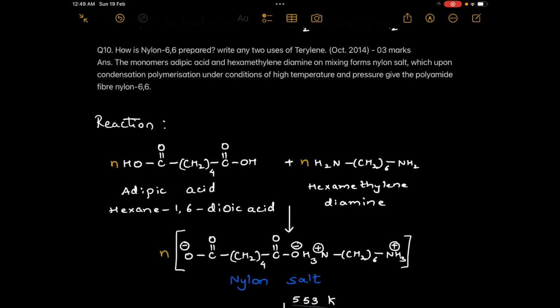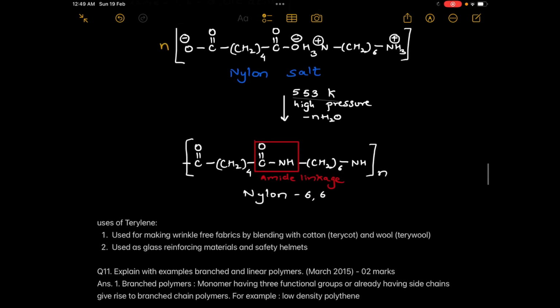That is, the monomers adipic acid and hexamethylene diamine on mixing forms nylon salt, which upon condensation polymerization under conditions of high temperature and pressure gives the polyamide fiber nylon 6,6. After that you have to write down the reaction, which I have already written on top. I have repeated it here. Give any two uses of terylene.